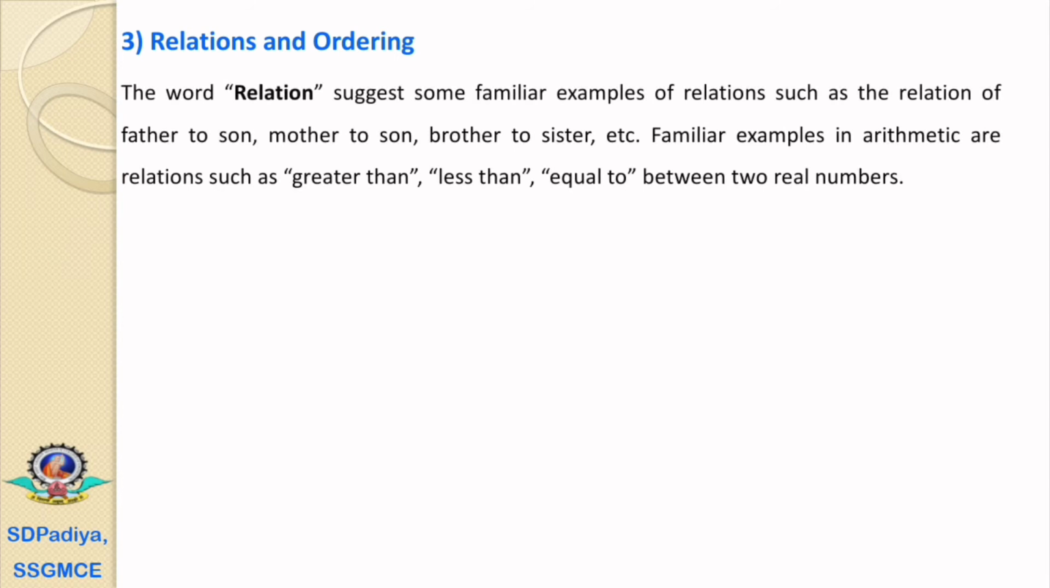Now, the word relation suggests some familiar examples of relations, such as the relation of father to son, it is one relation, mother to son, brother to sister, etc. The familiar examples in arithmetic are relations such as greater than, less than, greater than equal to, less than equal to, not equal to, etc. between two real numbers that compare two values.